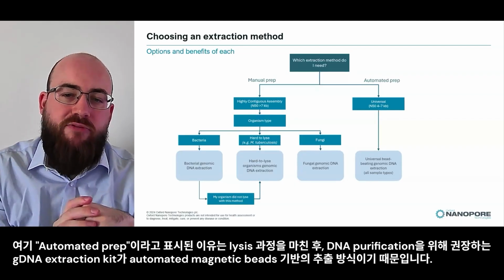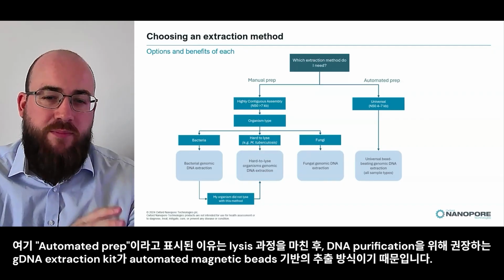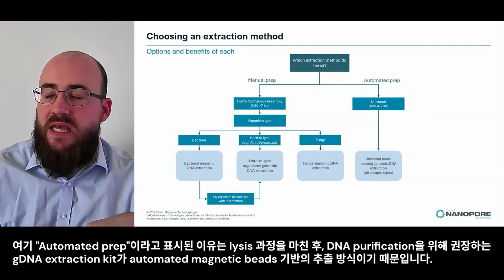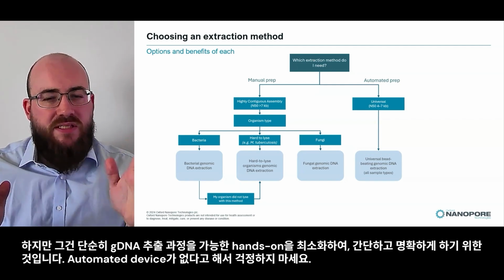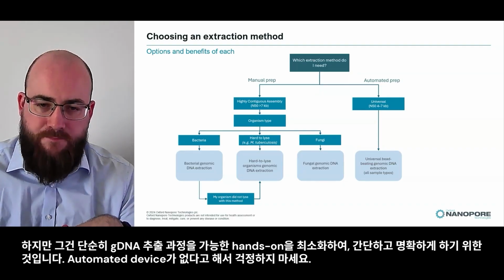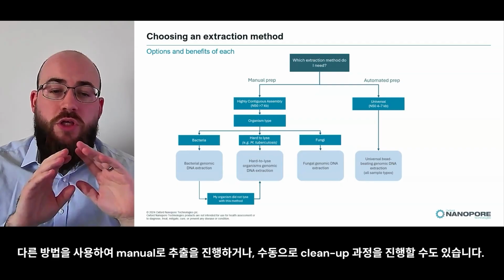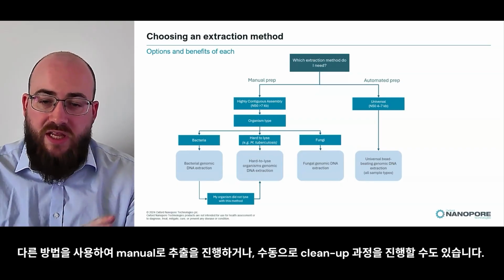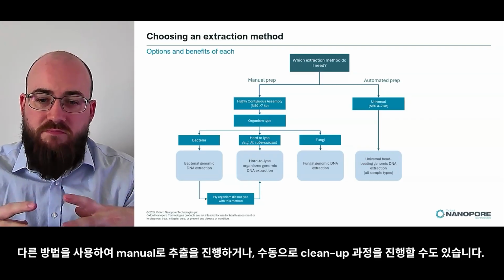Now, automated prep is written here because the extraction kit that we recommend for DNA purification after you've done this lysis is an automated mag bead extraction. But that's just to keep this as the most simple, straightforward, and hands-off method in here. But don't let that put you off if you don't have an automated extraction robot. You can do a manual extraction, a manual cleanup from the other methods after you've done this vortex bead beating lysis.